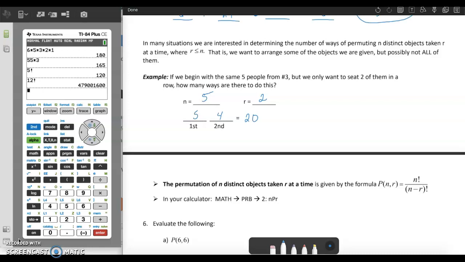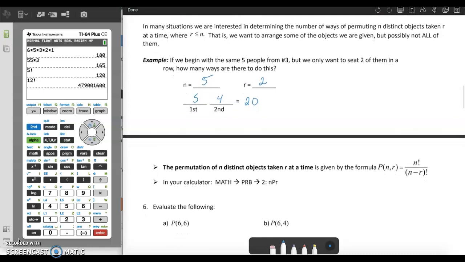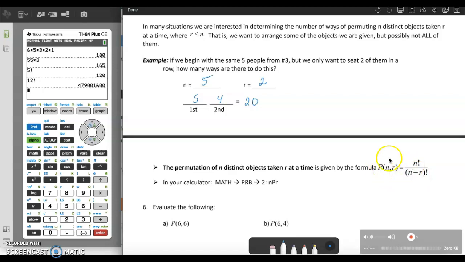So this leads us to our next definition for permutations, which is if I want to permute n distinct objects r at a time, this is given by a formula. We say this as n choose r permutation, and we can calculate that by doing n factorial over the quantity n minus r factorial. There's also a way to do this in your calculator. The permutation option is under the math probability menu, and it's option number 2.